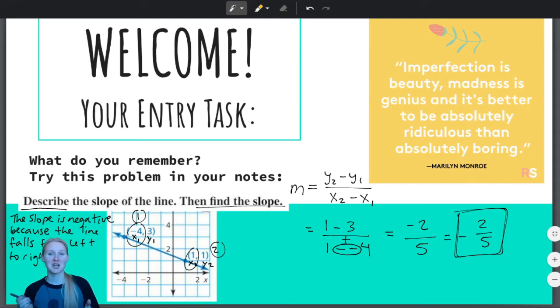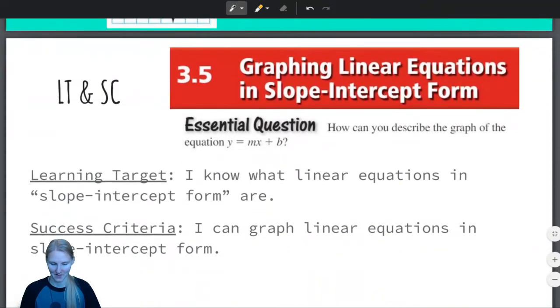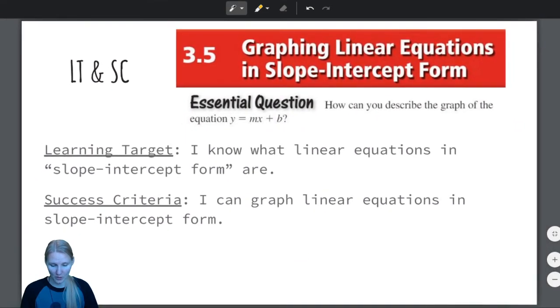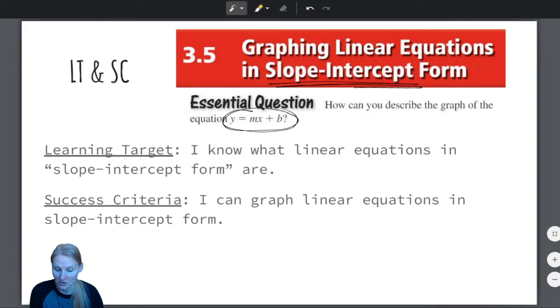Okay, that was a nice review of yesterday. Let's go ahead and move on to what we have for today. Today we're continuing our work in section 3.5. We're going to talk more about slope-intercept form. That's that y equals mx plus b that we mentioned in section 3.2.